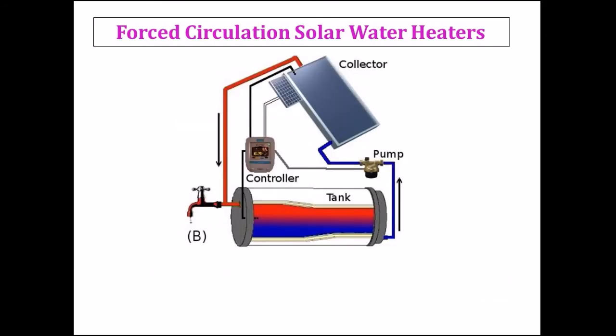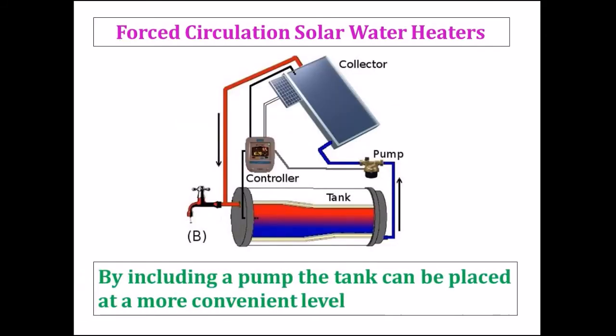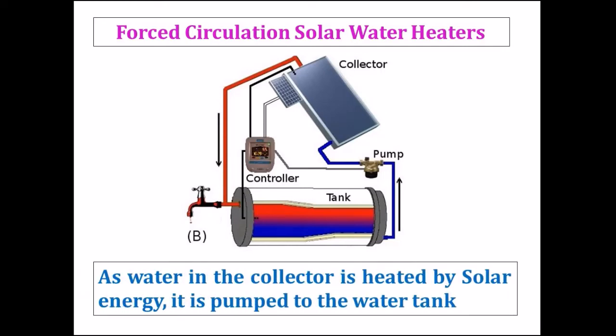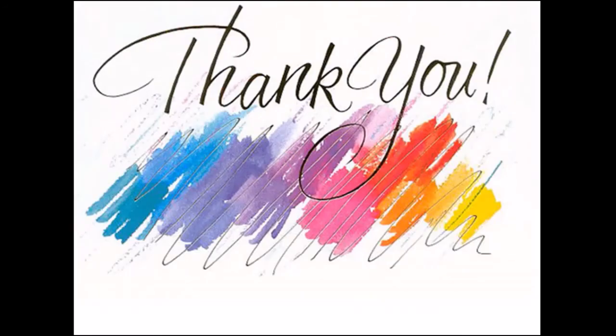In forced circulation system, we have solar water heater fitted with pumps. So this is a method in which the tank can be conveniently placed. It need not always be at a higher level than in the other systems. This is called a forced circulation water system, since the water is forced into the system through a water pump. So this is my presentation. Now the presentation is over.